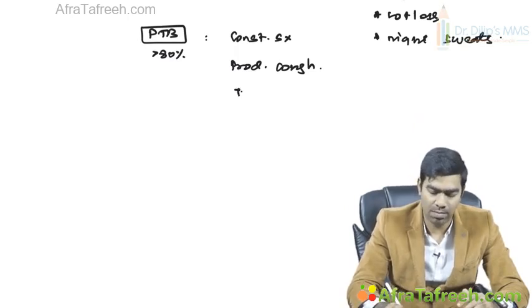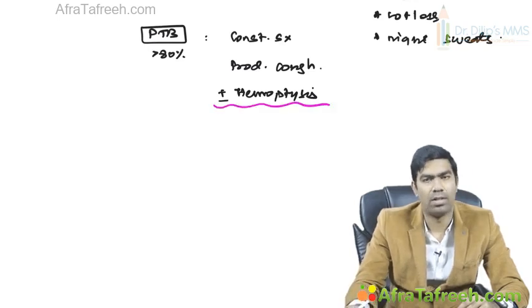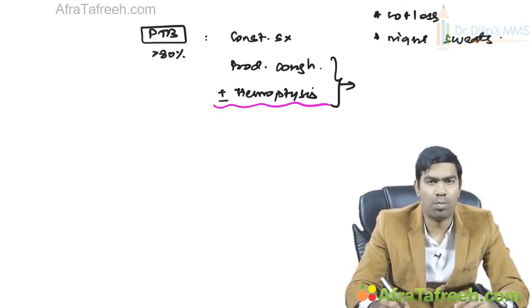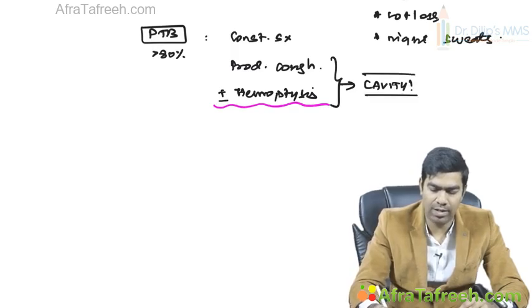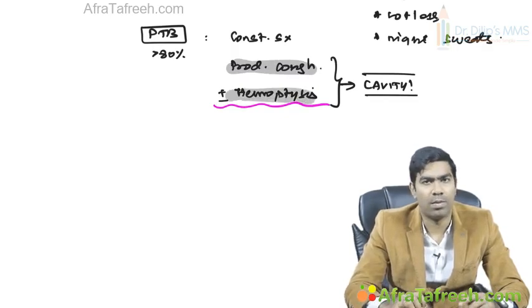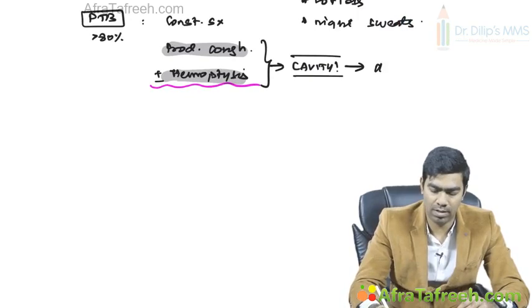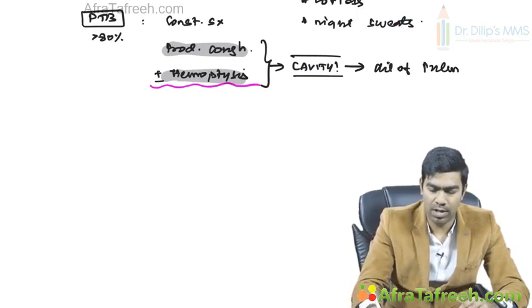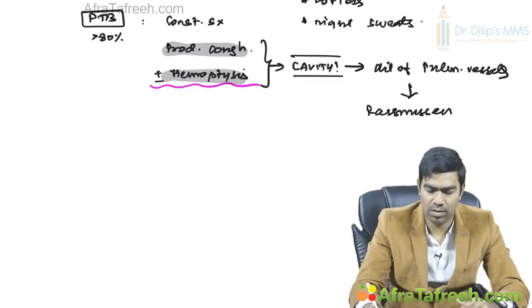At the same time, they can develop hemoptysis, plus or minus hemoptysis, which is again a very important feature. The hemoptysis and productive cough are both very, very classical, especially if the patient has a cavity. Whenever the patient has a cavity, there is a lot of risk of productive cough and hemoptysis. Why do you get hemoptysis in a cavity? Because the cavity produces dilation of pulmonary arteries, pulmonary vessels, and this dilatation of the pulmonary vessels is what we refer to as Rasmussen's aneurysm.